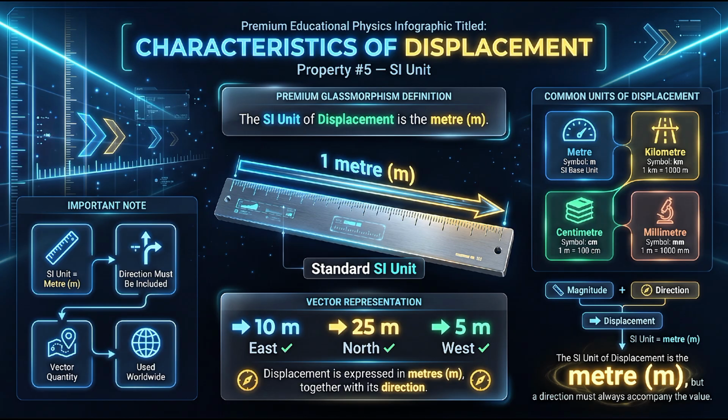The unit tells us how much the position has changed, while the direction tells us where the object has moved relative to its starting point. So, whenever you measure displacement, remember that its SI unit is the metre. Larger displacements may be expressed in kilometers, while smaller ones may be expressed in centimeters or millimeters. However, because displacement is a vector quantity, its value must always be written together with its direction, making it a complete description of the object's change in position.